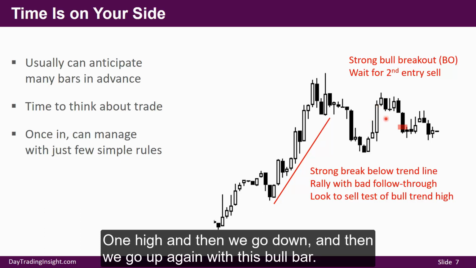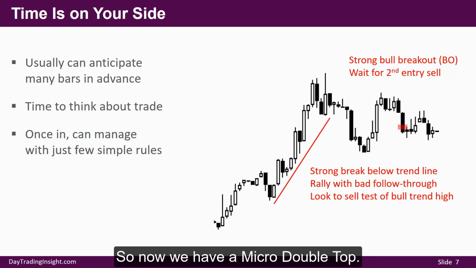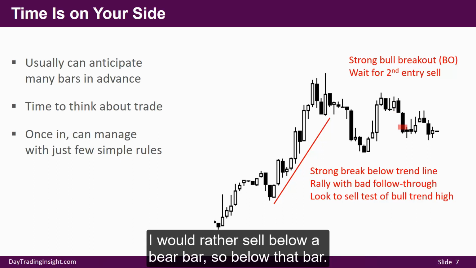One high, and then we go down, and we go up again with this bull bar. So now we have a micro double top. I would rather sell below a bear bar, so below that bar.